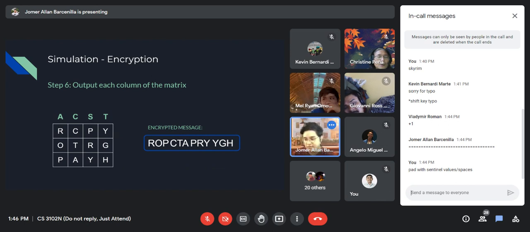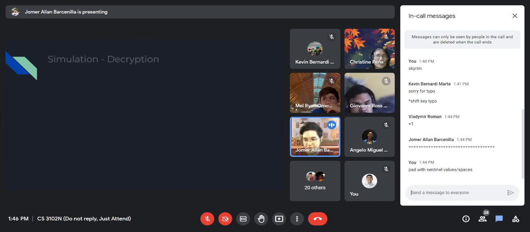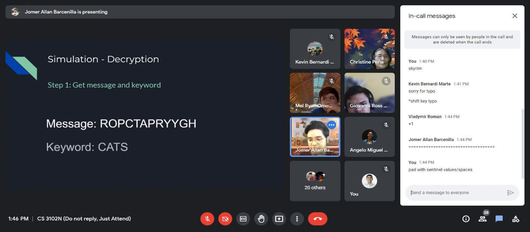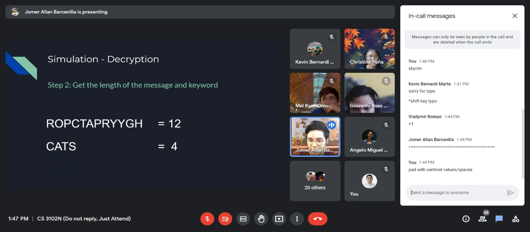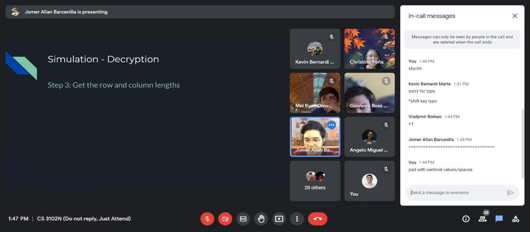Next is our decryption. Step 1 is get the message and the keyword. So the same. This is our encrypted message. Next is the length of the message and keyword, just the same as the previous example.